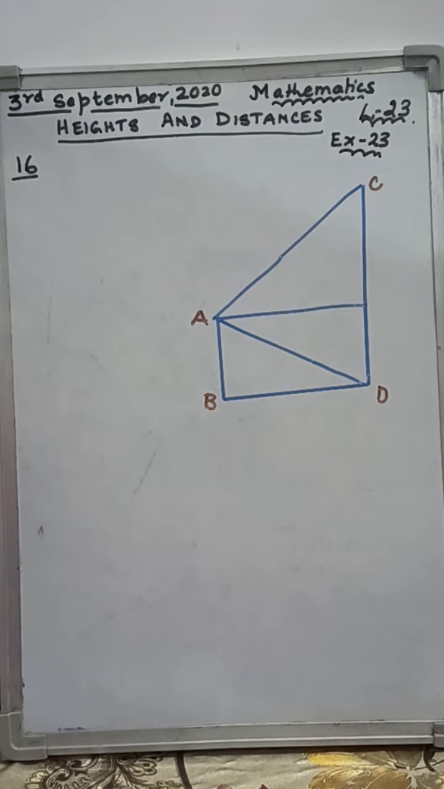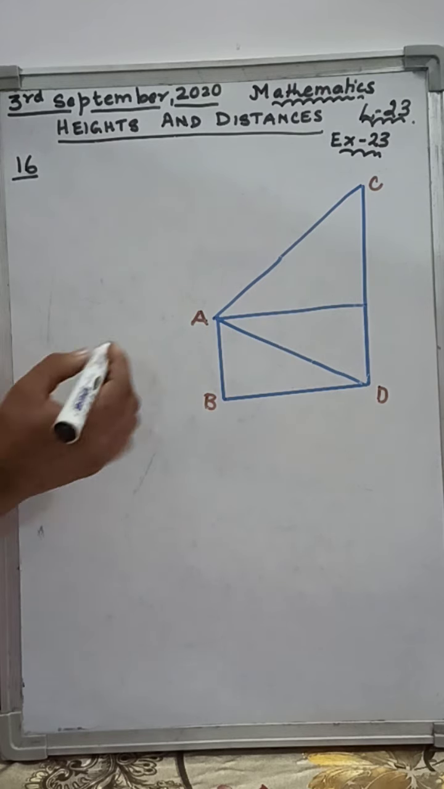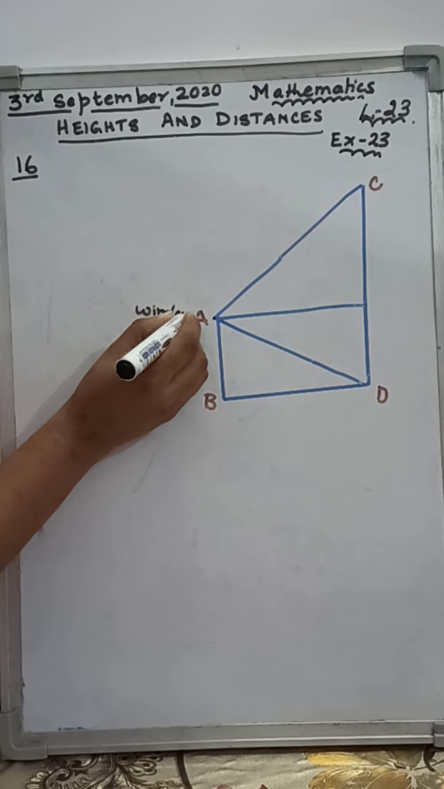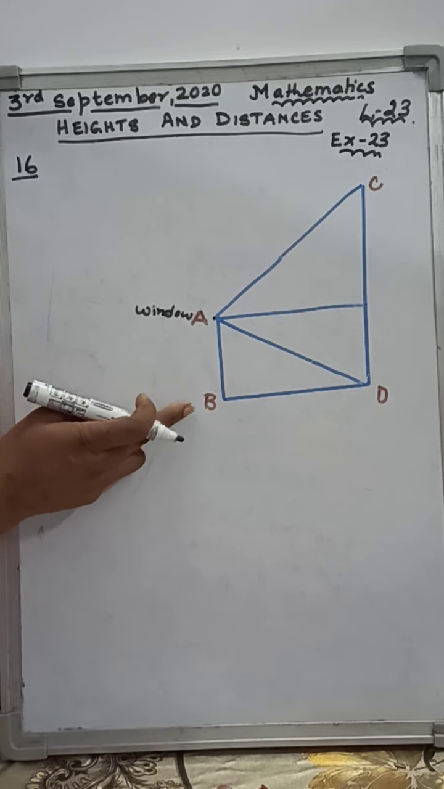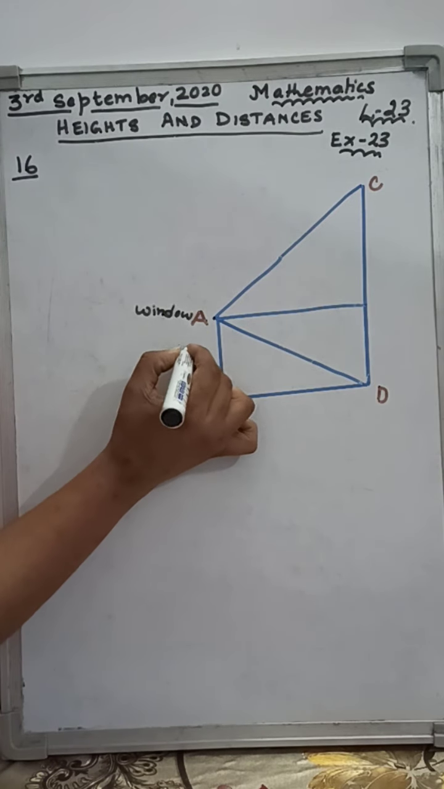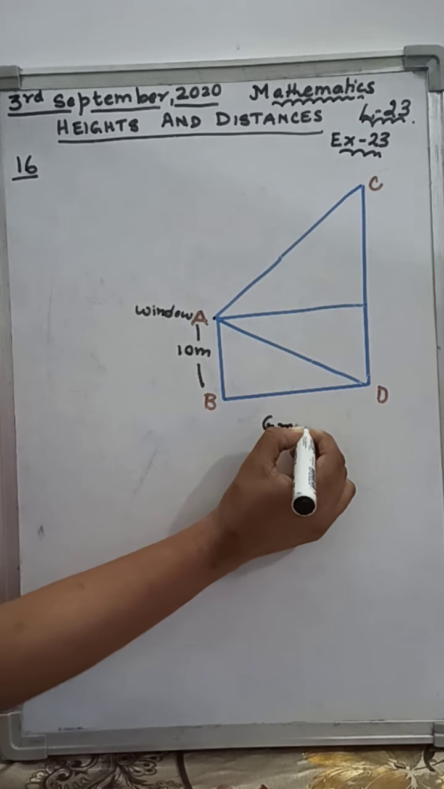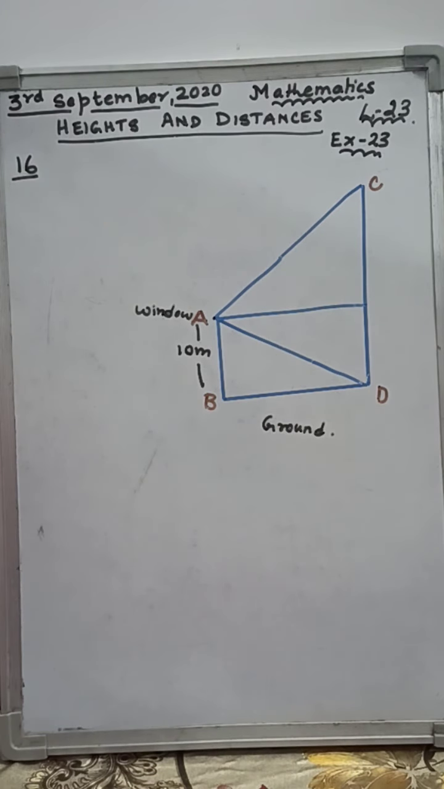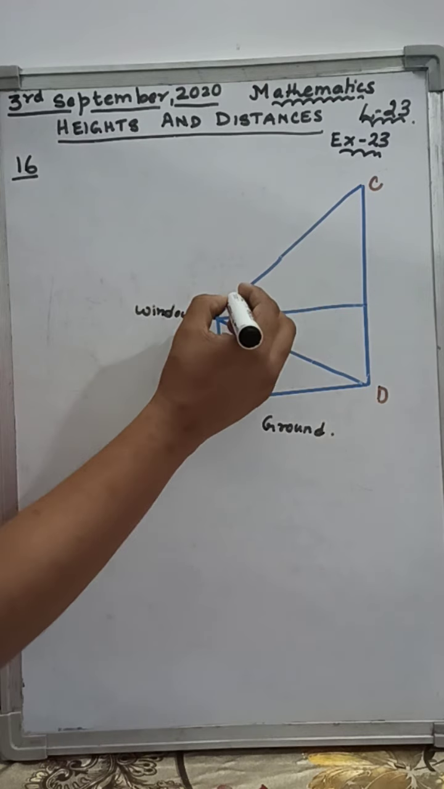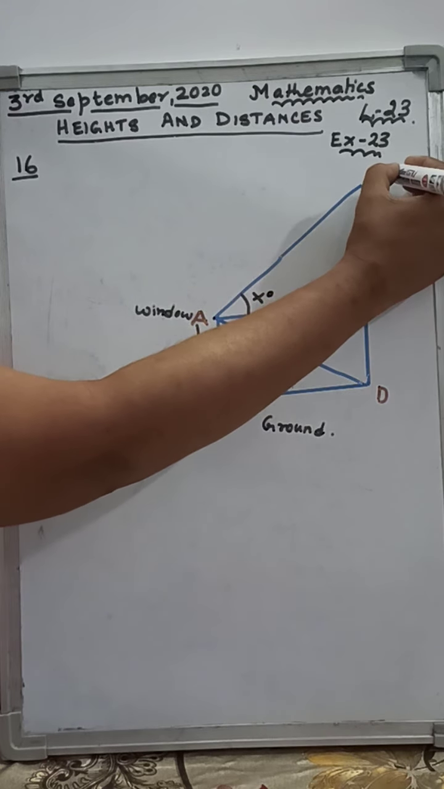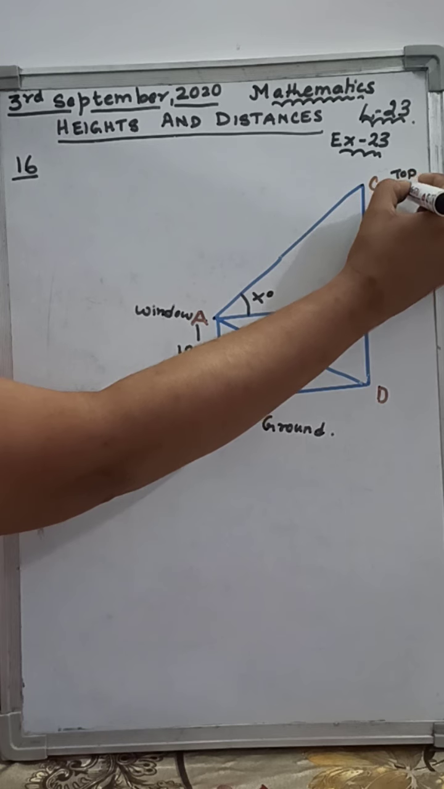The question 16 says that from a window A, that is 10 meter above the ground, clear? The angle of elevation of the top of tower C is given to us as x degree. This point C is the top of the tower.